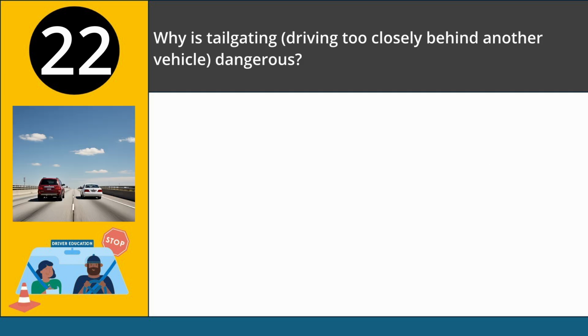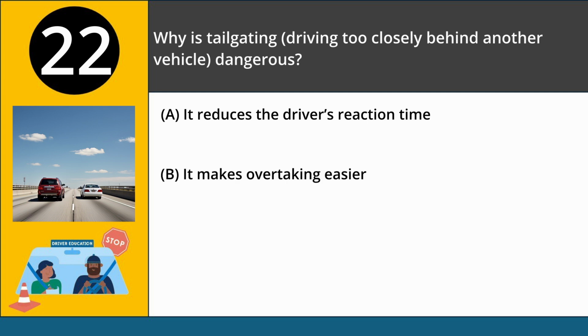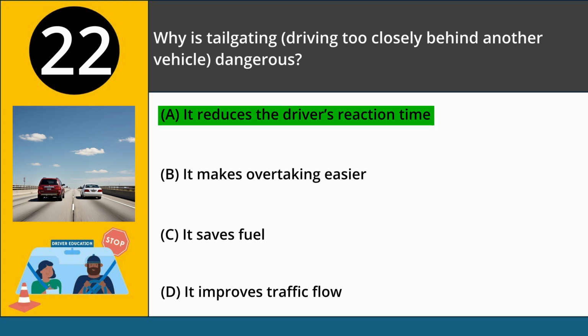Why is tailgating, driving too closely behind another vehicle, dangerous? A. It reduces the driver's reaction time. B. It makes overtaking easier. C. It saves fuel. D. It improves traffic flow. Answer. A. Maintaining a safe following distance allows more time to react and avoid collisions.